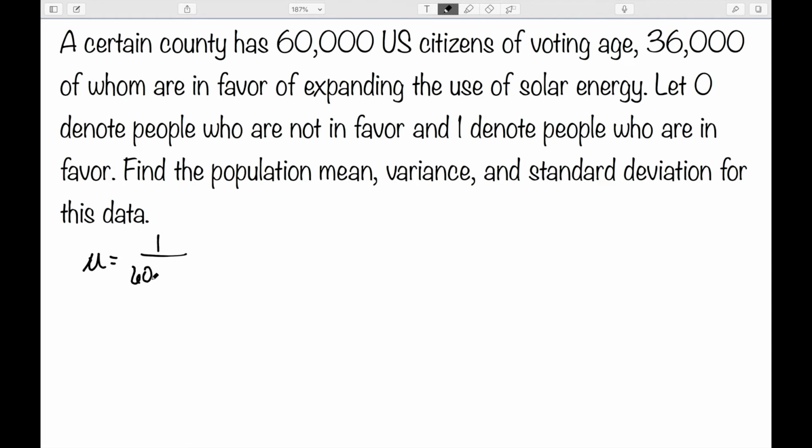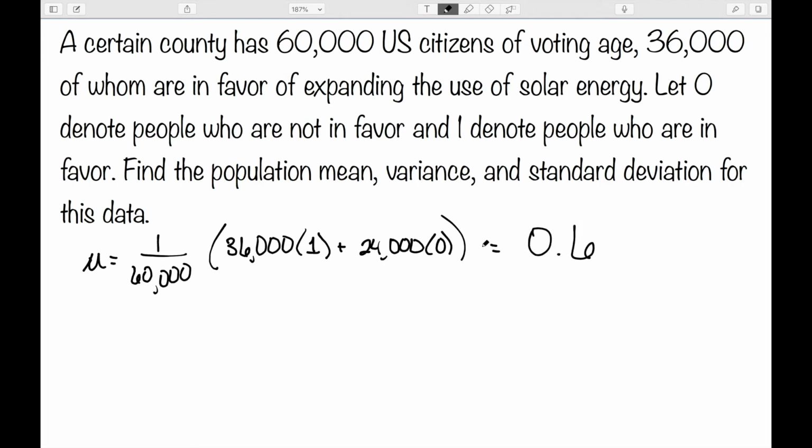We have a total of 60,000 people. 36,000 are in favor, which is denoted by 1. And that means 24,000 are not in favor, which is denoted by 0. And if I work this out, I get that the population mean is 0.6. Next, let's work on variance.